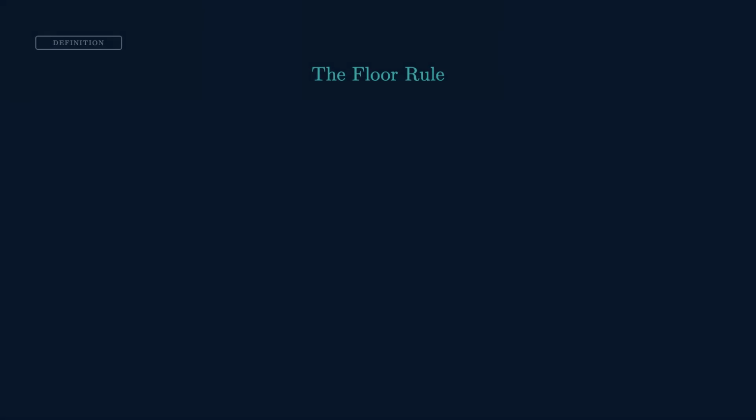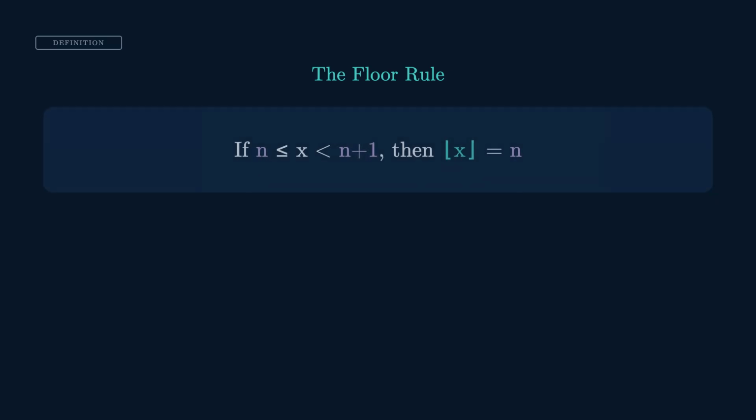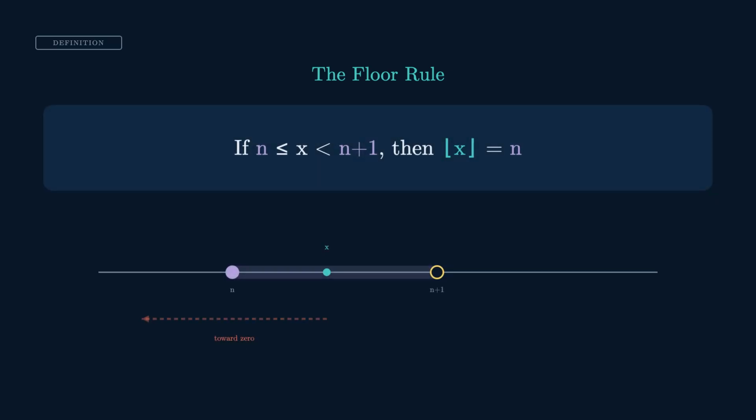So here's the whole floor function in one line. If x sits between n and n plus 1, floor of x is n. That's it. Notice the dot on n is filled, the one on n plus 1 is hollow. And look, you step down, not toward 0. That's the trap. Negative 8.0725 steps down to negative 9.